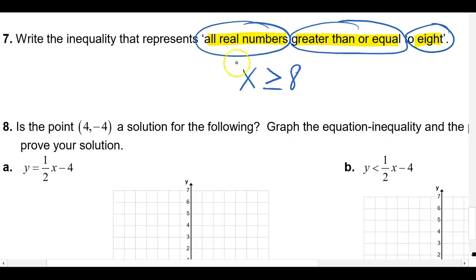Remember, all real numbers is x. And then if it says greater than or equal to, we'll put the greater symbol. If it says less than or equal to, obviously you're going to put the less than symbol and equal to. Or it might just say less than, and it's just that. Or it might just say greater than, and it's just that. So pay attention to what that says.